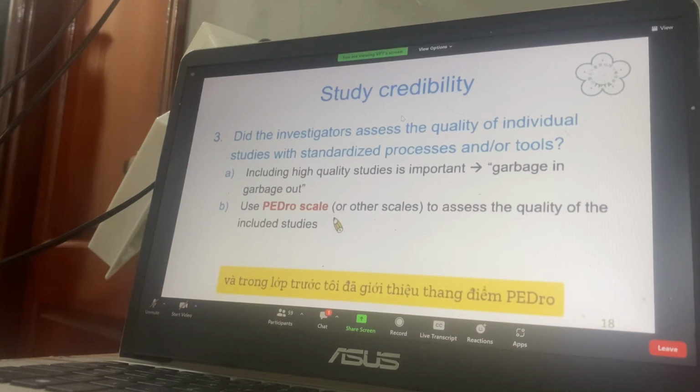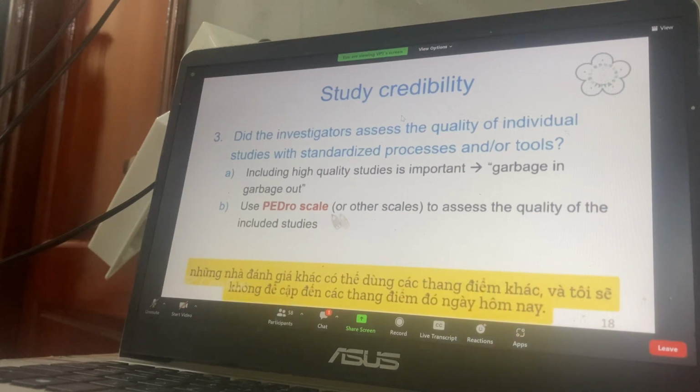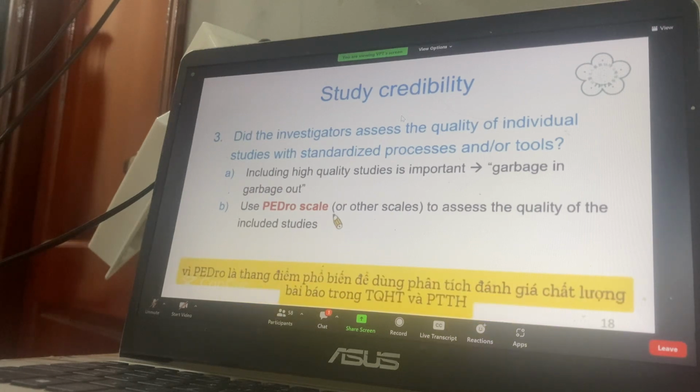And in our previous class, we have talked about the PEDro scale. And the PEDro scale is a scale that is commonly used in systematic reviews or meta-analyses to assess the quality of studies. Other review articles may use other different kinds of scales, and I'm not going to talk about all the scales here today, but PEDro is one of the most commonly used scales that systematic reviews and meta-analyses use to assess the quality of included studies.